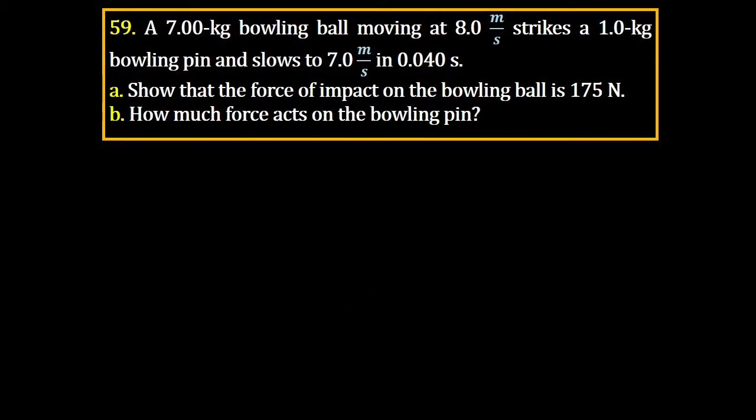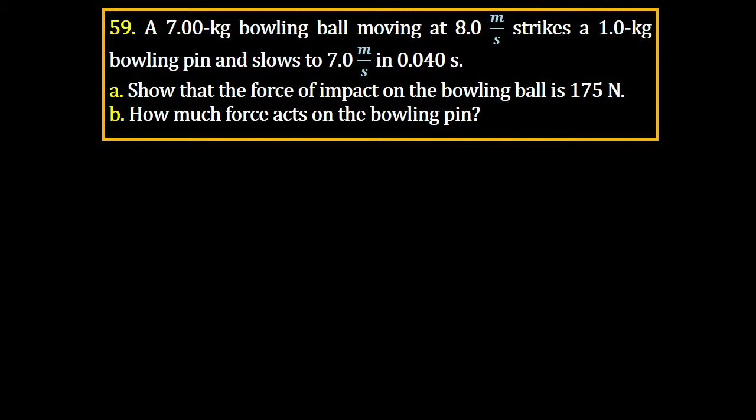Okay, a 7 kilogram bowling ball moving at 8 meters per second strikes a 1 kilogram bowling pin and slows to 7 meters per second in 0.04 seconds. Show that the force of impact on the bowling ball is 175 newtons. How much force acts on the bowling pin?